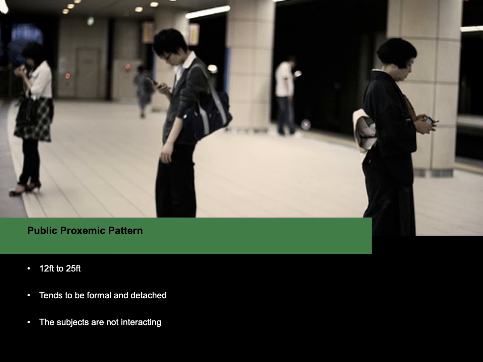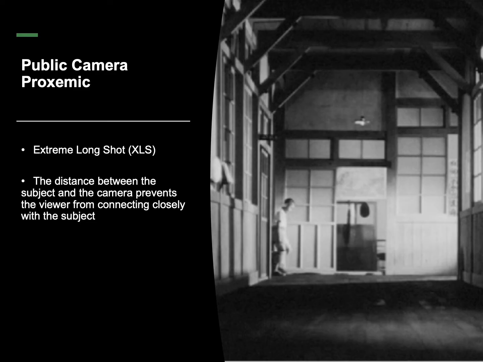Public proxemic pattern, 12 feet to 25 feet, tends to be formal and detached. The subjects are not interacting. Public camera proxemic, an extreme long shot. The distance between the subject and the camera prevents the viewer from connecting closely with the subject.